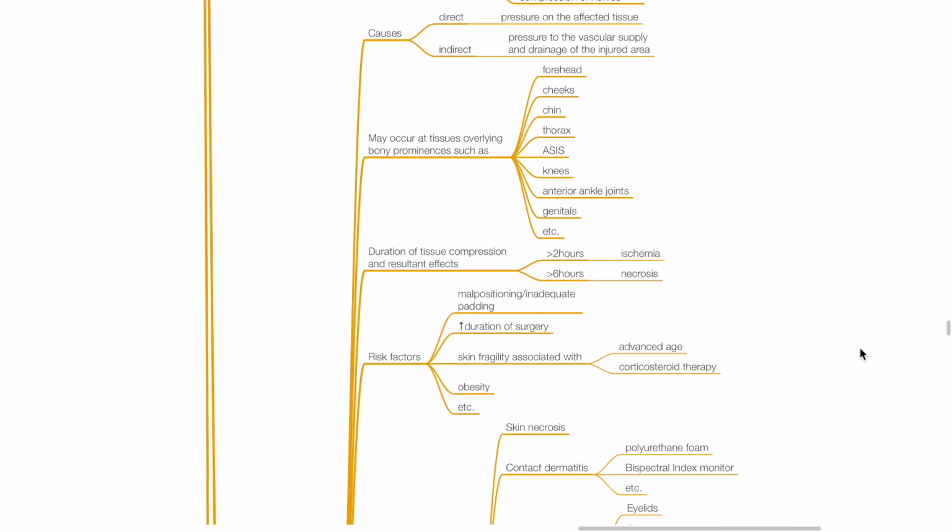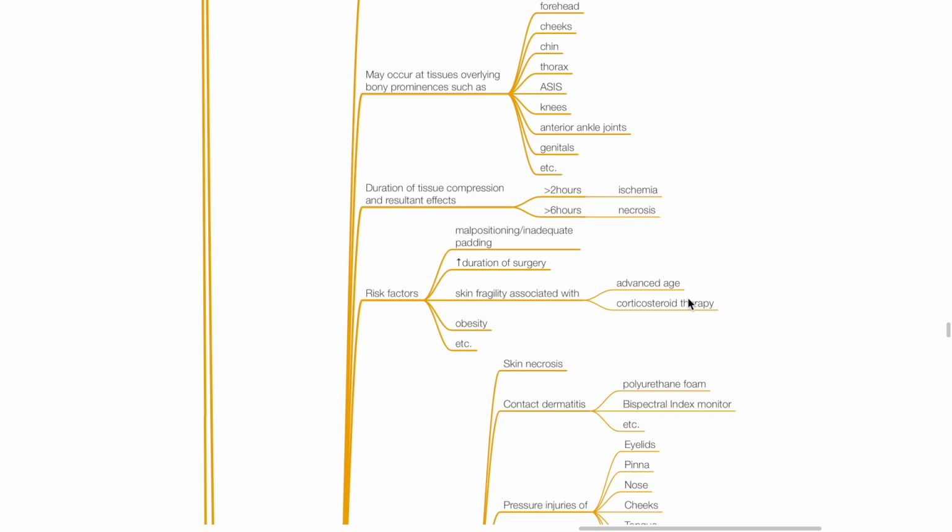If compression occurs for more than 2 hours, ischemia may occur, and if compression occurs for more than 6 hours, tissue necrosis can occur. Risk factors for pressure injuries include malpositioning, inadequate padding, increased duration of surgery, skin fragility associated with advanced age or corticosteroids, obesity, etc.